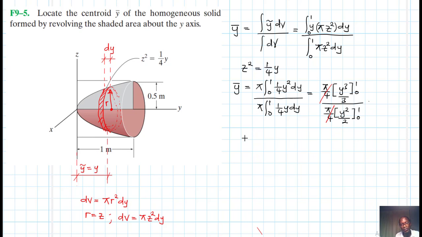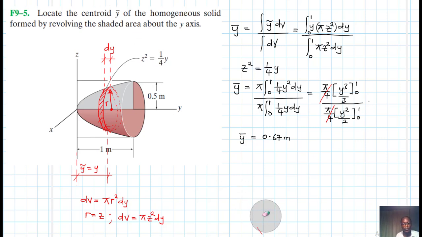Then this just becomes, we'll have our y bar equal to, if we solve this, 1 divided by 3 divided by 0.5. So this becomes 0.67, 0.67 meters.